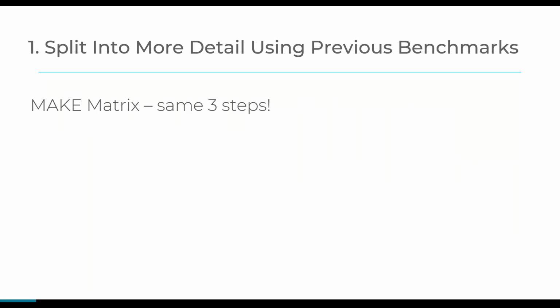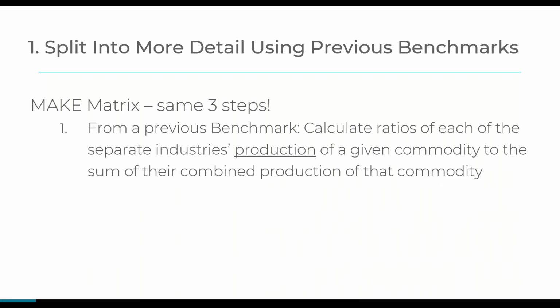Okay, the make matrix goes through the same 3 steps, so I'm not going to belabor it, just listing them here again. From a previous benchmark, we calculate ratios, but this time around, instead of each separate industry's input purchases, now it's the production of a given commodity. That's what we're making ratios of.